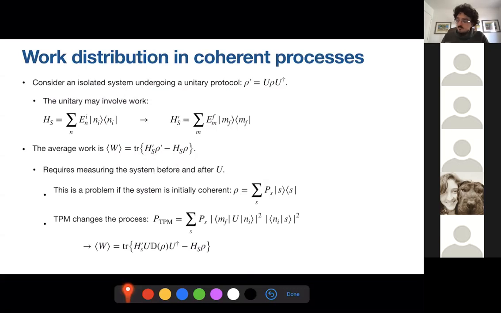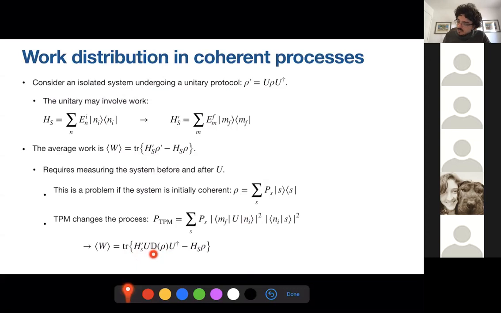Because if we want to measure it from an experiment, then if the system is initially coherent and we do a TPM, this is what's going to happen. The system is in S, and then you measure it in the energy basis n_i. But in the TPM, this measurement collapses the wave function, and so the evolution is from n_i to n_f. And then the average work that you get is not the same as this one. It's a different quantity. By actually doing the measurement and trying to estimate this work, you change the process. That's the idea of being extrinsic. You just wanted to help and you screwed things up.